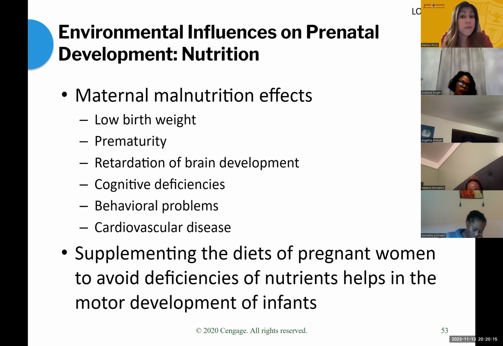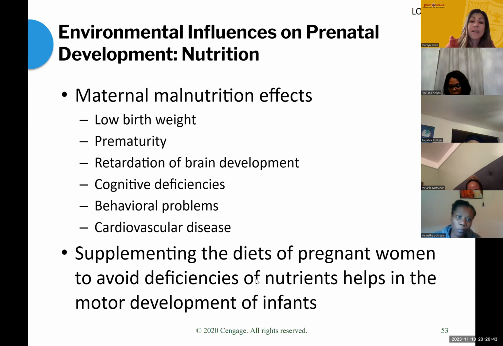Some environmental influences on prenatal development and nutrition. That means these influences stem from what the mother is exposing herself to. Maternal malnutrition effects: low birth weight, prematurity, retardation of brain development, cognitive deficiencies, behavioral problems, cardiovascular disease. And supplementing the diets of pregnant women to avoid nutrient deficiency helps in the motor development of infants.